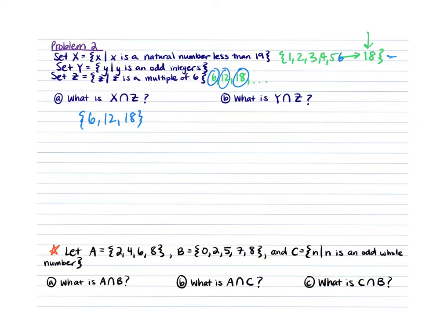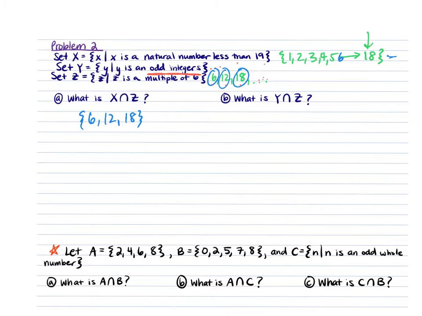Okay, and then this next problem is asking for the intersection of Y and Z. This goes on forever. Odd integers go on forever, and multiples of 6 go on forever. But if you notice, multiples of 6 are always going to be even, and Y is always going to be odd. So there's actually no element that is in both of them.